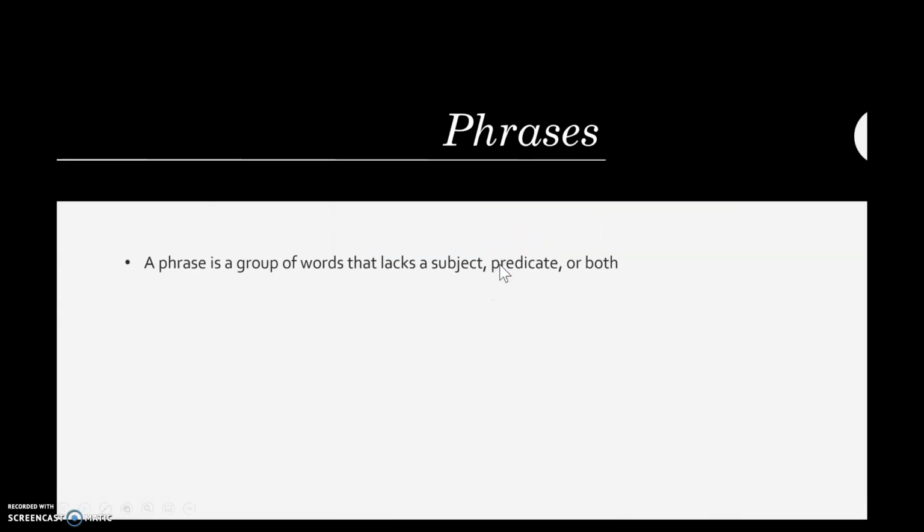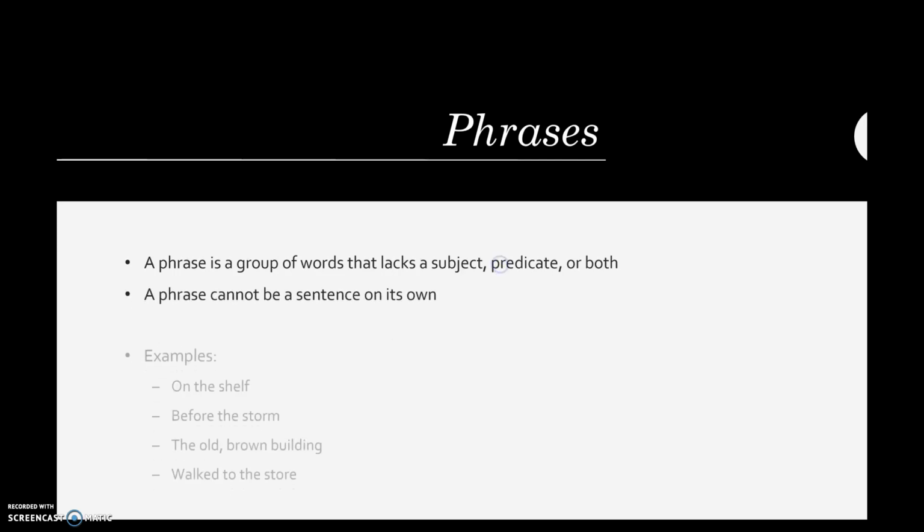Phrases. A phrase is a group of words that lacks a subject, a predicate, or both, because you can have portions of a sentence that do not have everything for a sentence. But they can't be sentences on their own because they don't have everything that's needed, the subject and the predicate. That's called a phrase. A phrase cannot be a sentence on its own. So some examples might be on the shelf, before the storm, the old brown building, walked to the store.